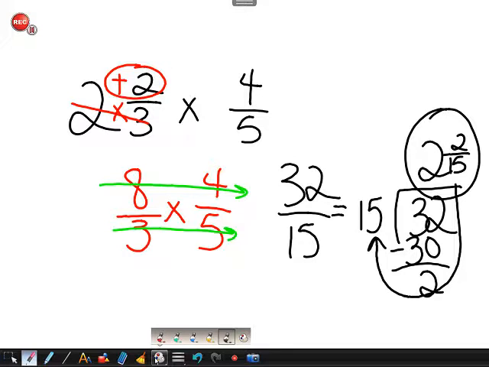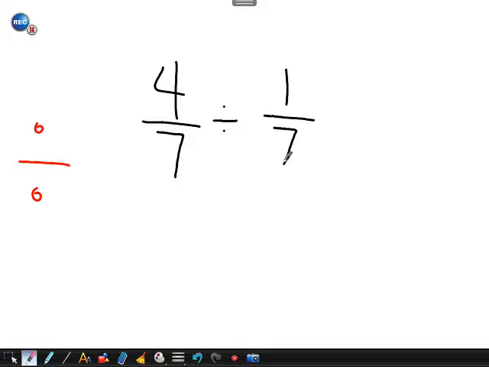So division now. Okay, division. Division is very similar to the multiplication. There's just one new step. Let's try 4/7 divided by 1/7. Now the answer to this should be pretty obvious because the question is how many 1/7 will go into 4/7? Well, the answer should be 4. Okay? So let's do the actual operation to see if I'm right here.